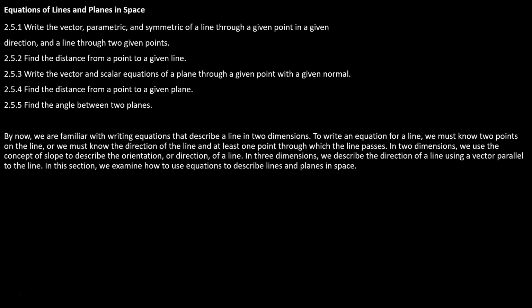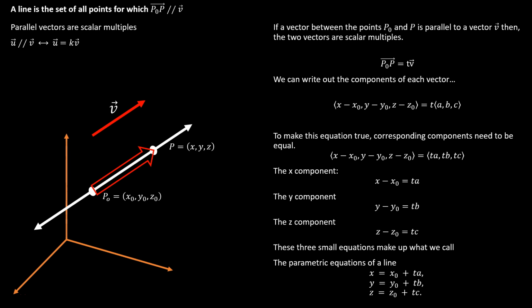So let's get started. First, I want to make sure that we remember that parallel vectors are essentially scalar multiples of each other. If two vectors are parallel, then they have the same direction or the same unit vector, but they might just have a different magnitude. And the quickest way to write that is for two vectors u and v, which are parallel, we can write a vector equation that says that they're scalar multiples of each other.